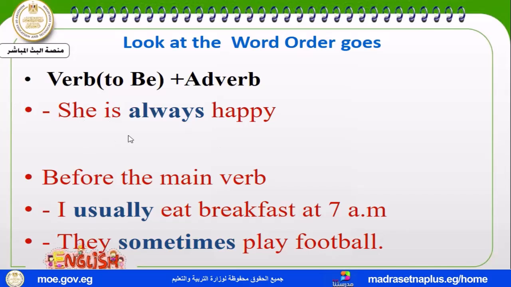But if this is any verb in the present, not the verb to be, the adverb of frequency comes before the verb. We can say I usually eat breakfast at 7. They sometimes play football. He never forgets his homework. He always plays football in the club. These are where the adverbs of frequency come: after the verb to be, before the verb.